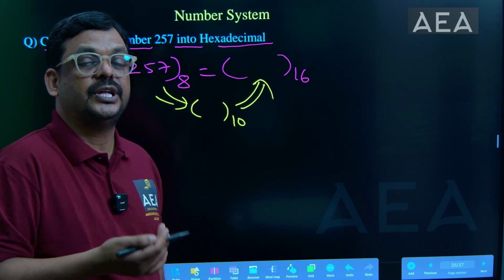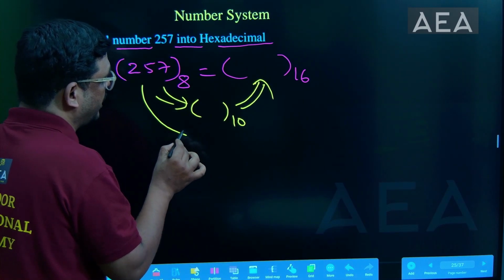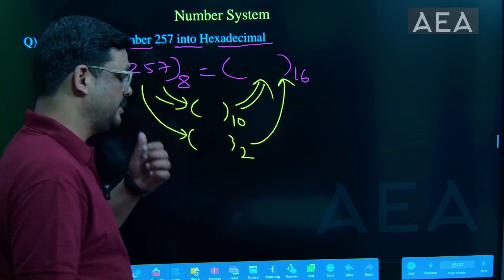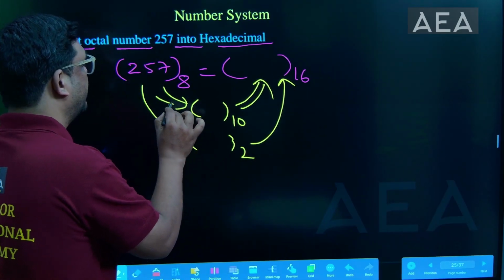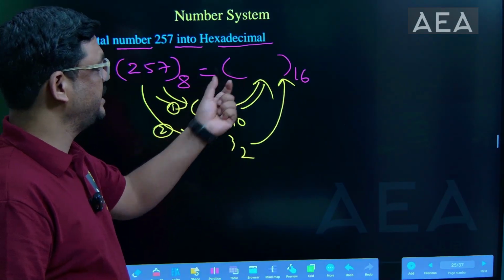And one more technique is there, an easy, simple technique. Convert this octal number system into binary, and binary number system into hexadecimal number system. This one is the first technique, and this is the second technique. The second technique is the easiest one for this type of conversion.